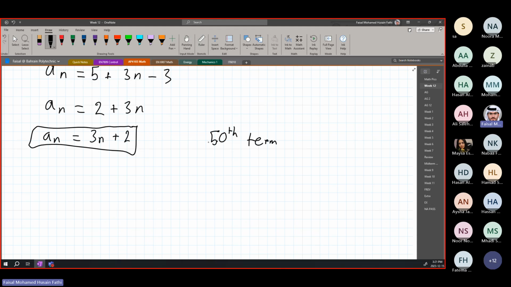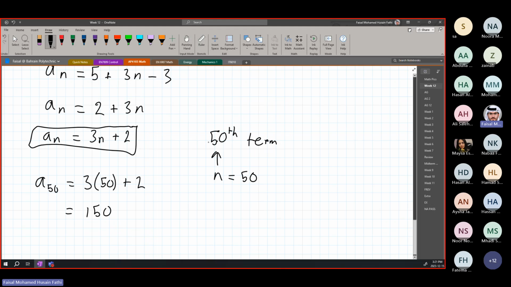What does that mean? The 50th term means this is our n. N is equal to 50. All you have to do is substitute 50 for the n here. So a50 is going to be equal to 3 times 50 plus 2. All right? This is equal to 150 plus 2, which is equal to 152, and you found your a50.